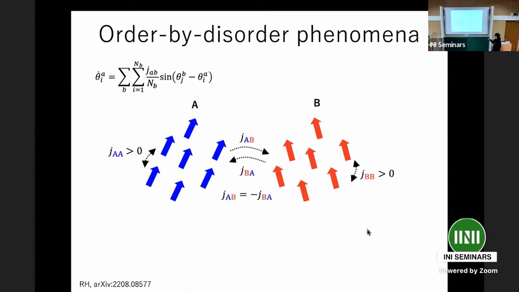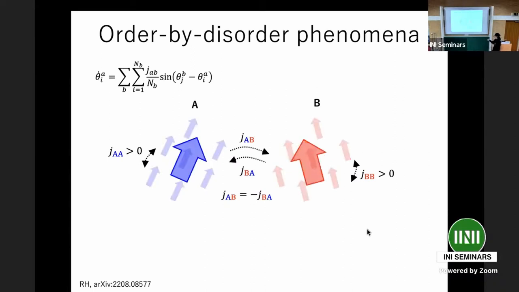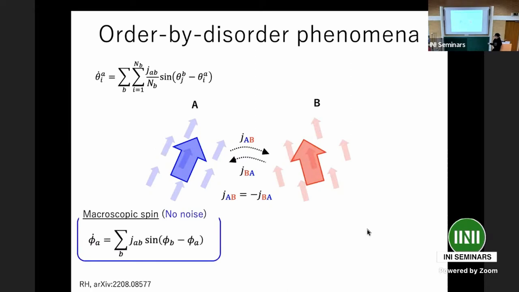But now the coupling between the A group and the B group, J_AB, is anti-symmetric. So in the absence of noise, because nothing prevents the A group spins from aligning within themselves, and the same for B, the A group and B group will just be aligned and behave as one macroscopic spin. As a result, this many-body system will just fall down to a two-body problem.